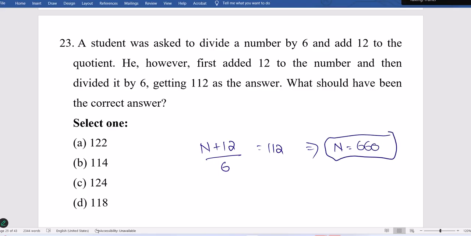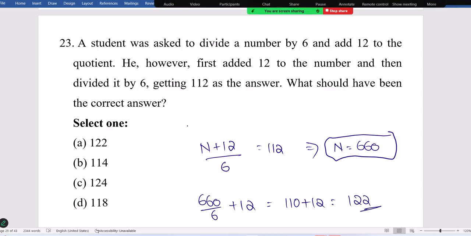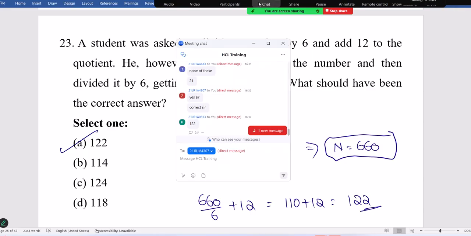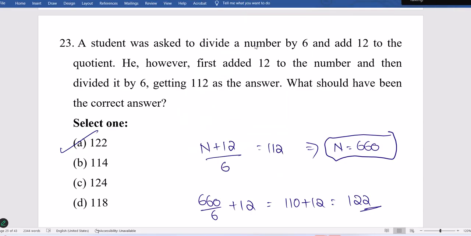So what is the correct answer they're asking? Correct answer means first we have to divide by 6, then add 12, which is 110 plus 12, 122 should be. Correct answer is 122. Good. This is the mistake. This is the wrong procedure. What they did, however, is first added. They're asking the correct answer, which means first that number should be divided by 6, then add 12.